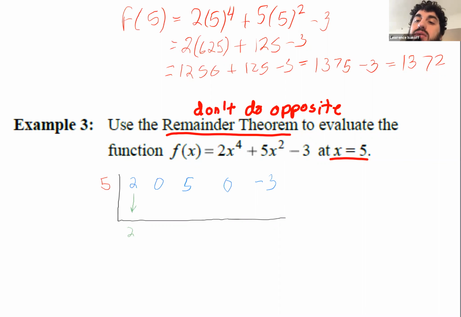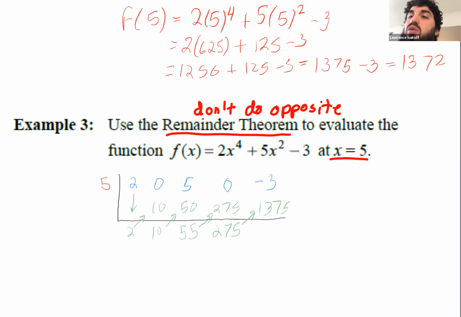x term, so I put in that 0 there, minus 3. Bring down the 2. 5 times 2 is 10. 0 plus 10 is 10. 5 times 10 is 50. That's going to be 55. 5 times 55 is 275. 0 plus 275 is this. 5 times 275 is 375. I just remember that from doing that earlier.